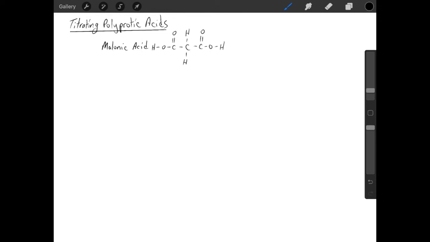Malonic acid is an organic acid that has two carboxylic acid functional groups. It's what is known as a diprotic acid because it has two acidic hydrogens. And we're going to abbreviate it just as H2A for convenience sake. It is a generic weak acid with two acidic hydrogens.